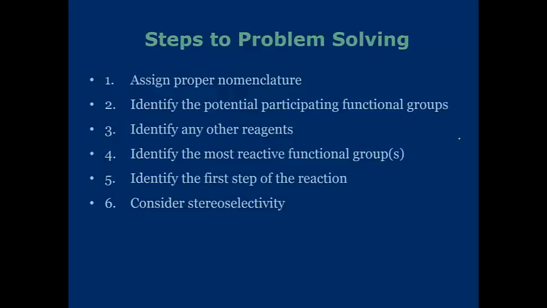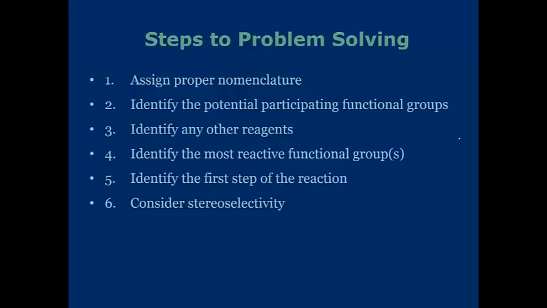First and foremost, you have to look at the starting molecule and the ending product, and you have to assign the proper nomenclature. Next, you have to identify potential participating functional groups. So, on the start and the end molecule, you need to look and see which functional groups there are, and which ones have changed, and which ones are likely to have had some participation in the reactions. Next, you have to identify any other reagents. This is to signify what effects they'll have. And you have to identify the most reactive functional group, because this is the one that's likely going to react.